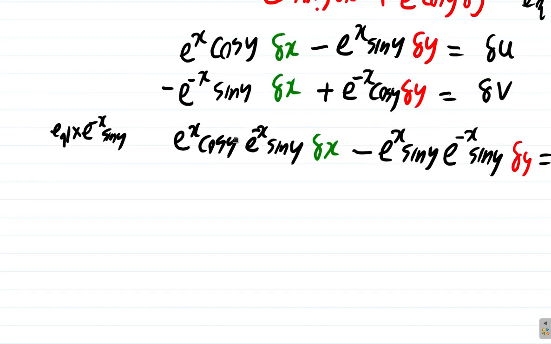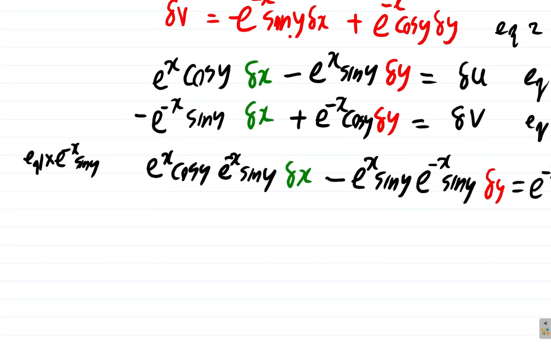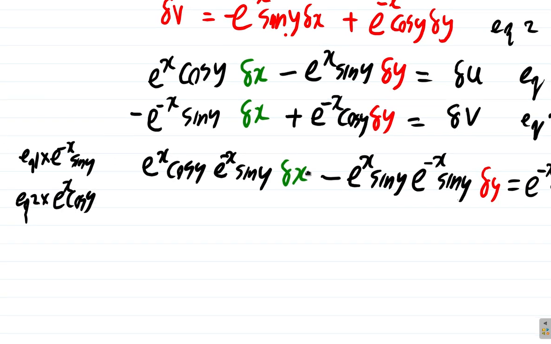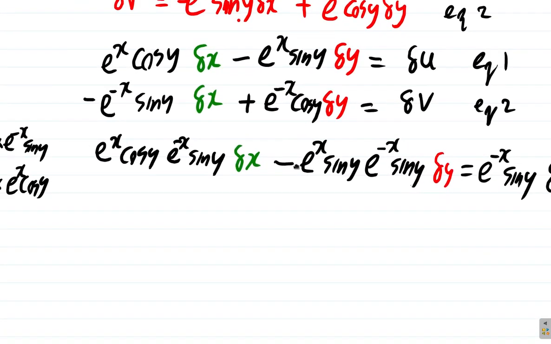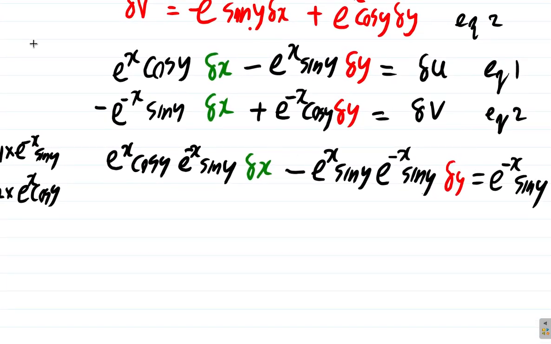Now, the next thing, equation 2. We want equation 2 to be multiplied by e to the x cos y. So this will multiply this, this, and this.